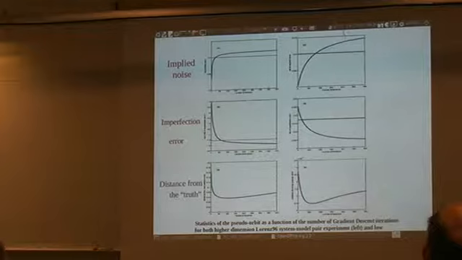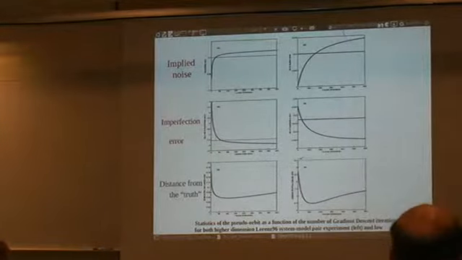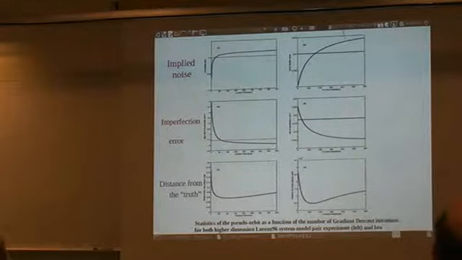So we did a test, computing the statistics as a function of the number of iterations of the gradient descent. Here the x-axis is the number of iterations, and the y-axis is the standard deviation of the implied noise, the standard deviation of the imperfection error, and the distance from the truth. The black line corresponds to the true standard deviation of the noise and the true standard deviation of the model error. Of course, the closer to the truth, hopefully, the better.